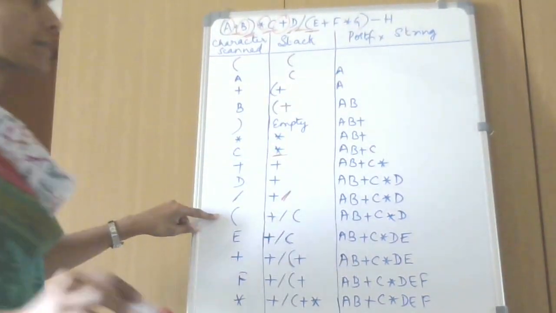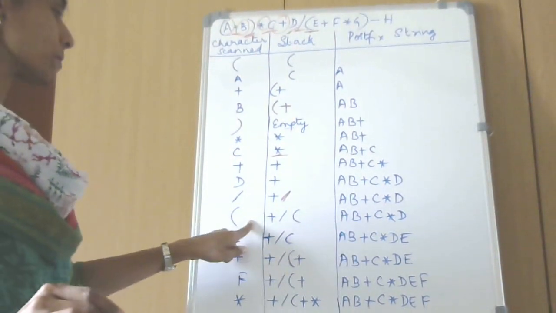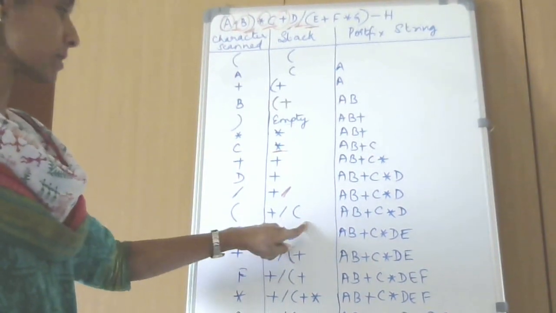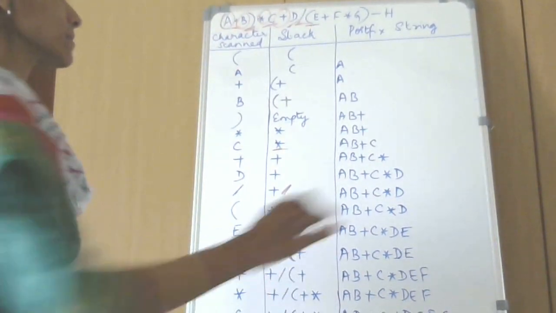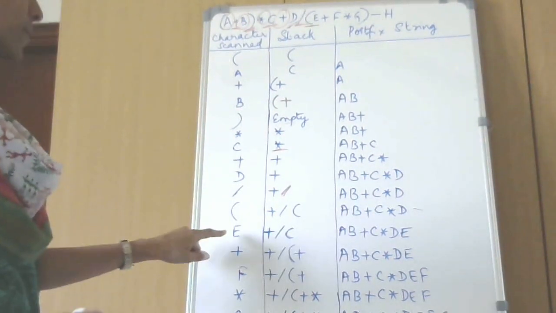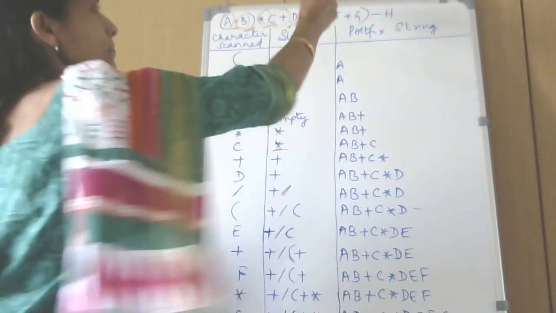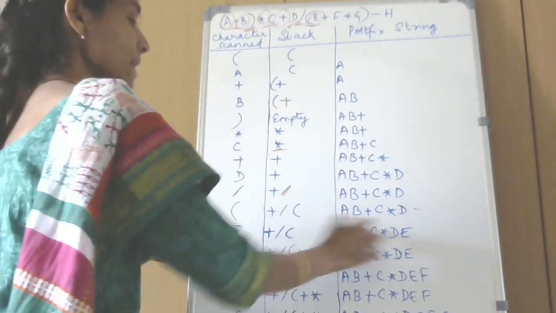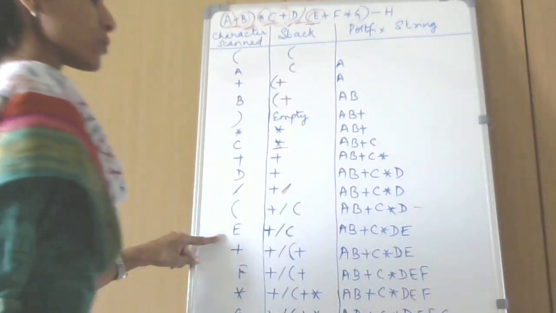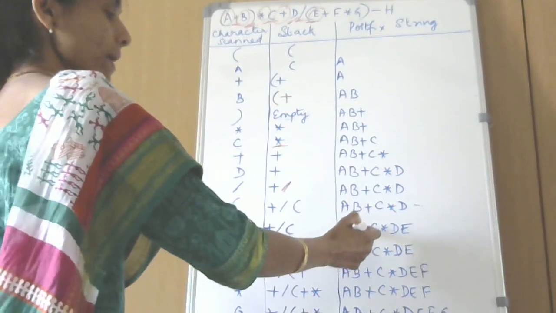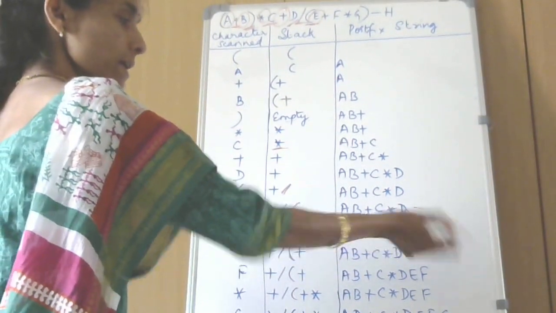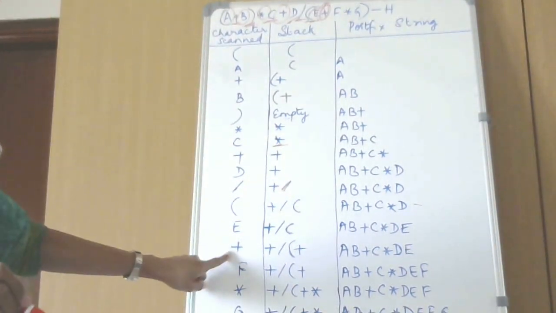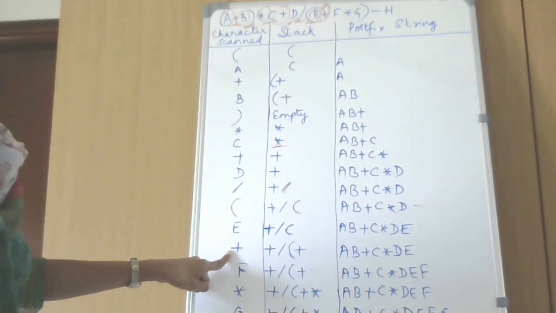Next character is the open parenthesis. Open parenthesis, simply push it to the stack. That's all. Plus and slash are already in the stack, and we push the open parenthesis onto the stack. There is no change in the postfix string. Next character is E. E is an alphabet, so there is no change in the stack, and E comes to the postfix string. So my postfix string now becomes A B plus C star D E. Next we have plus, which is an operator now.